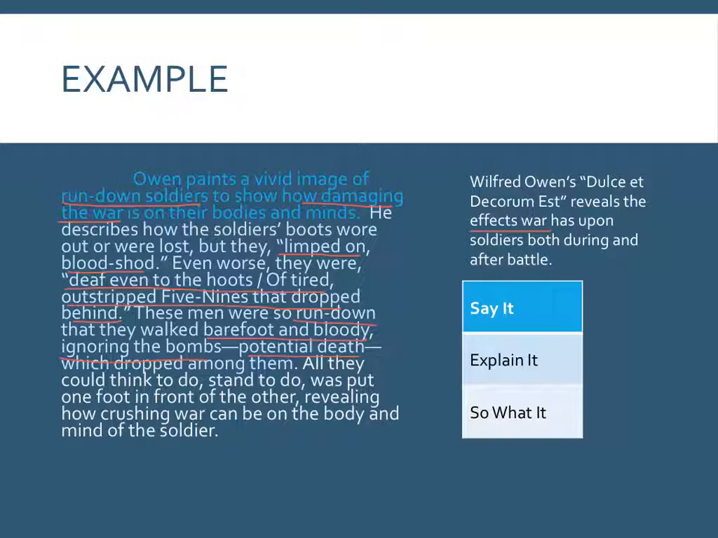Now I'm ready to so what it. What is so significant about this paragraph? All they, meaning the soldiers, could think to do, stand to do, was put 1 foot in front of the other, revealing how crushing war can be on the body and mind of the soldier. And they're so run down that that's literally all they can do. And that shows the devastating effect that war can have. So short, sweet, this doesn't need to be long, even with all the explanation in there. We've got 2 text details to support, a clear say it, explain it, so what it.